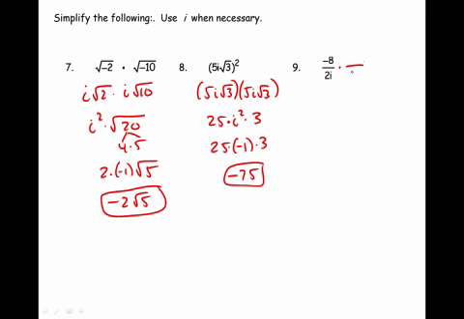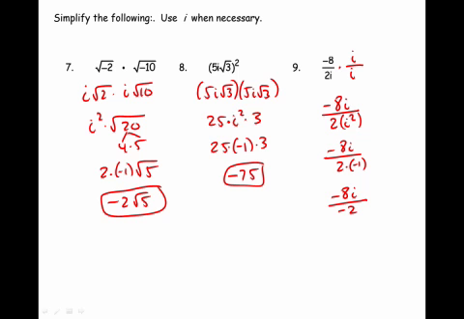Number 9, we want to rationalize the denominator, so we multiply by I over I. You don't need to multiply by 2i over 2i. The only thing that's the problem here is the I, so that's why we multiply by I over I. When you do that, you get negative 8i over 2 times I squared. This is where we substitute. I squared is equal to negative 1. So it's 2 times negative 1. So we get negative 8i over negative 2.